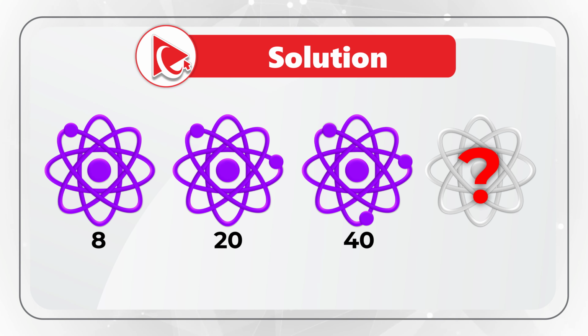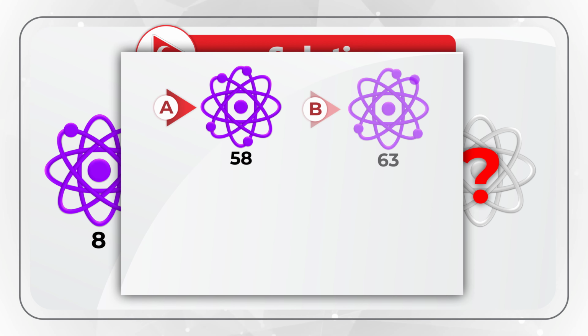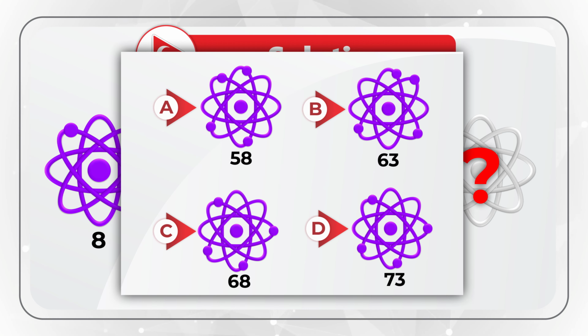The shape consists of small spheres, and the number of spheres increases with every shape. The first shape has 1 sphere, the second shape has 2 spheres, and the third shape has 3 spheres. So we can reasonably conclude that the fourth and missing shape will have 4 spheres. Well, this is not much help here, because if you look at the choices A, B, C, and D, they all have 4 small spheres.